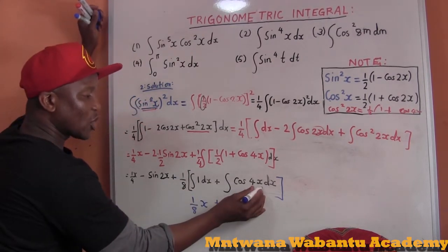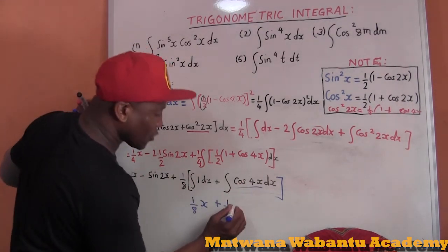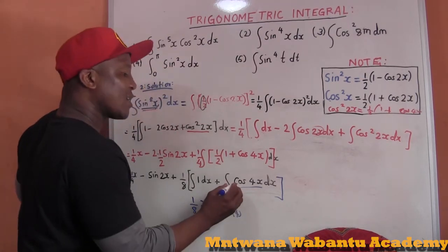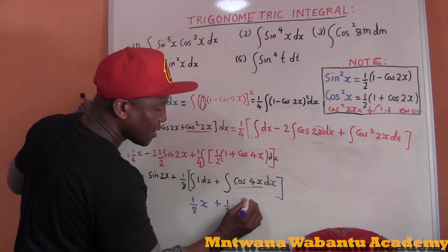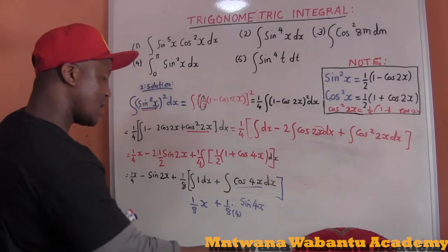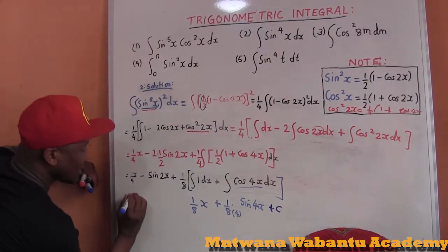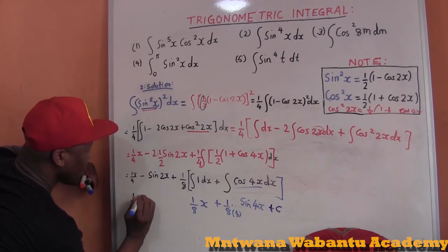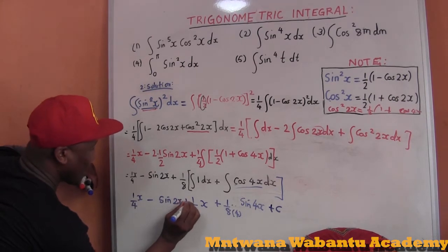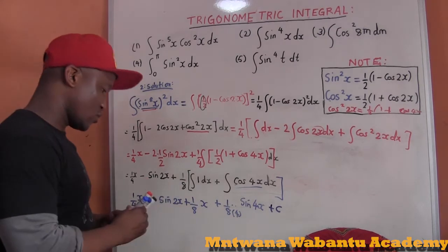Now, you want to integrate cos of 4x. So you differentiate 4x, which gives you 4, so you write it under. And then, when you integrate cos of 4x, you get sine of 4x, and then you add your constant. There's no limit here. So this side is going to be 1 over 4 x minus sine of 2x plus 1 over 8x plus 1 over 8 times 4, which equals 32.